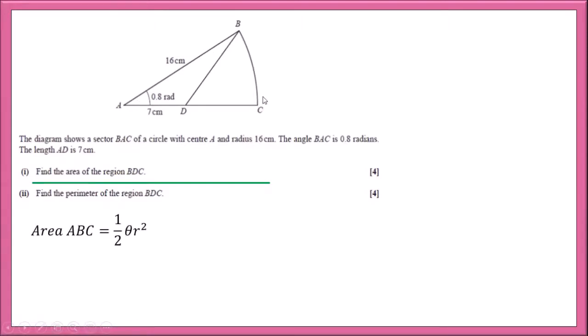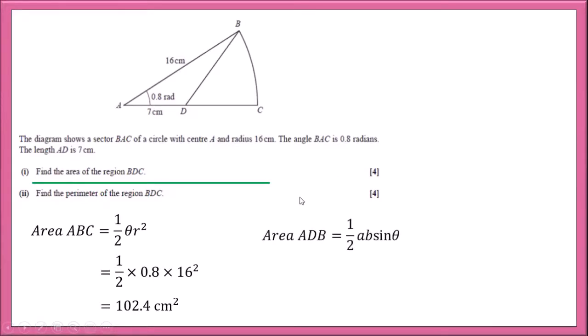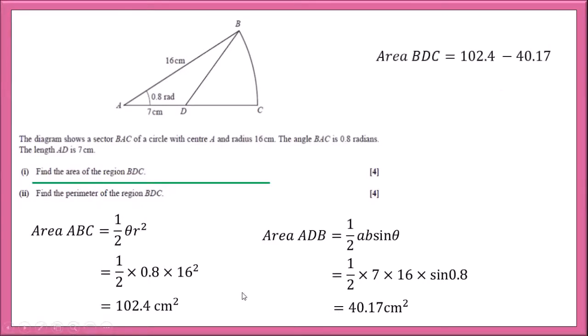So the area of ABC, this sector here, is half theta r squared. We know theta is 0.8. We know r is 16. So bish bash bosh, 102.4. Now I need to find the area of this triangle. So I could take one away from the other to find the area of BDC there. Area ADB is half AB sine C. Basic GCSE rules there. So I've just substituted in A is 7, B is 16. The angle is 0.8 radians, 40.17 centimeters squared. So that's my area of ADB. Take one away from the other, gives me the area of BDC.